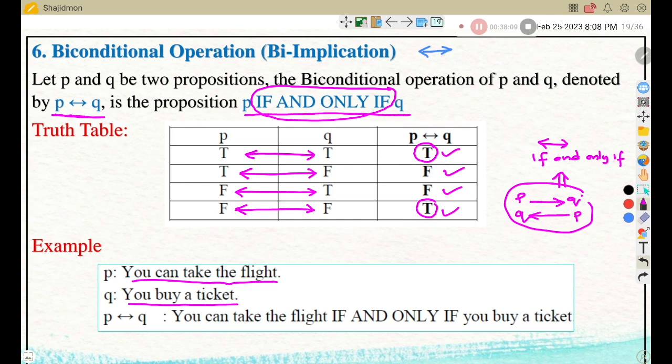Okay, you buy a ticket. So what is the meaning of the double arrow? P if and only if Q. How to write? First you write the P statement: you can take the flight. Then the biconditional means "if and only if." That means the double-sided arrow, correct?